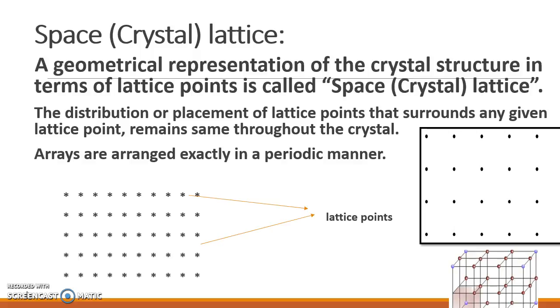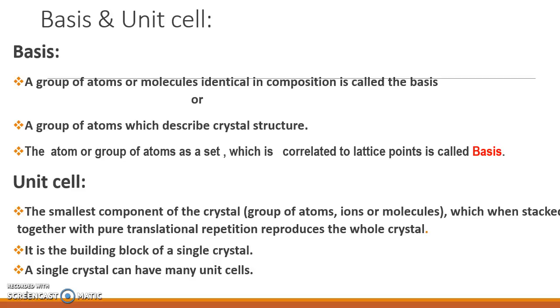Arrays are arranged exactly in a periodic manner. Now we define what is the basis and unit cell. The basis, a group of atoms or molecules identical in composition, is called the basis. The unit cell is the smallest component of the crystal, that is, it may be a group of atoms or ions or molecules which, when stacked together with pure translational repetition, reproduce the whole crystal. The unit cell is the building block of a single crystal, and I can say a single crystal can have many unit cells.